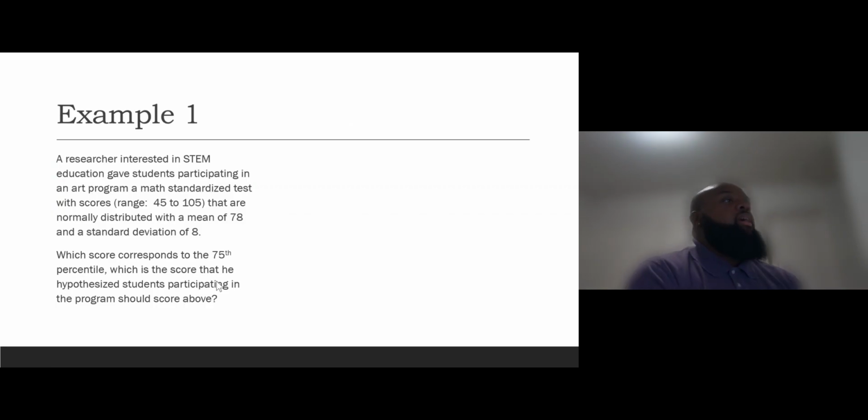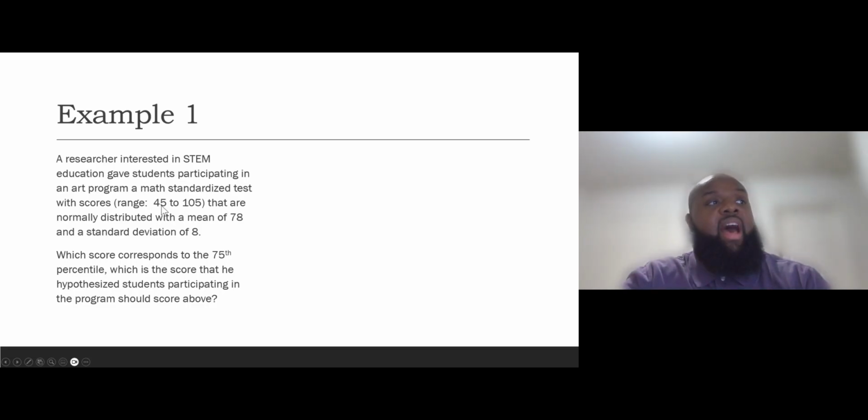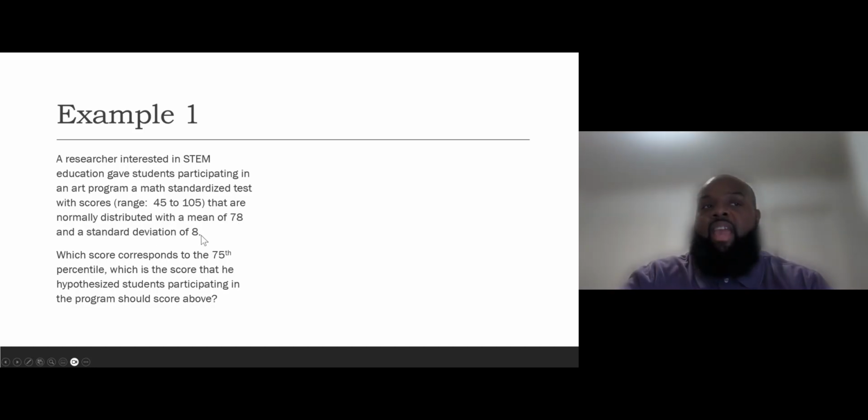Let's look at an example. It says a researcher interested in STEM education gave students participating in an art program a math standardized test with scores that are normally distributed with a mean of 78 and a standard deviation of 8. I made a note here that the range of that test goes from a minimum of 45 in the population to a maximum of 105. But the mean of that normal distribution is 78 with a standard deviation of 8.